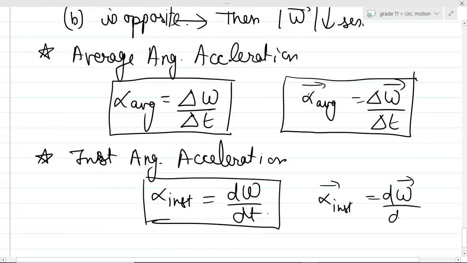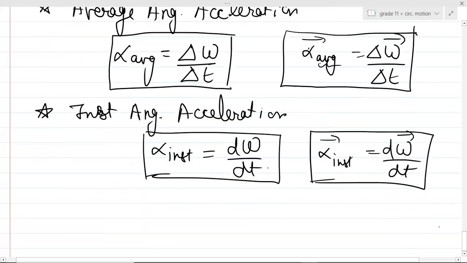Next time I'll not write alpha instantaneous or alpha average. Whenever I write delta omega by delta t, it will be automatically understood it is average, and whenever I write d omega by dt, it will be automatically understood it is instantaneous. Is this clear, guys? Okay, so alpha is basically this.